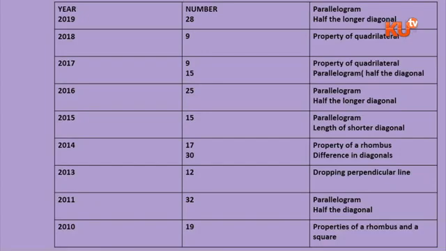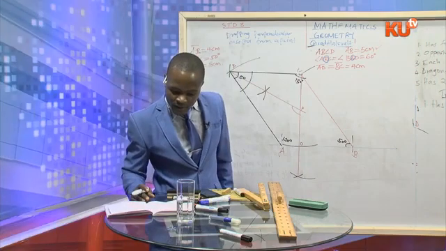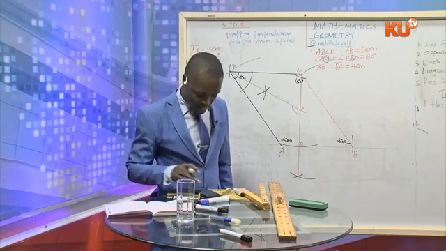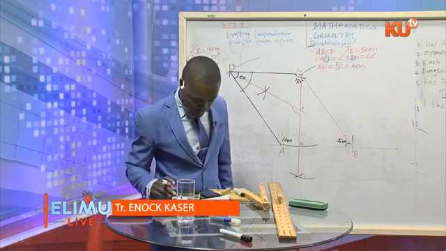Then lastly, in 2010, the question was number 19, whereby you're expected to give the property of a rhombus and a square. Now, I think I've been able to do most of the questions. Maybe I'll just try to answer a certain question here.